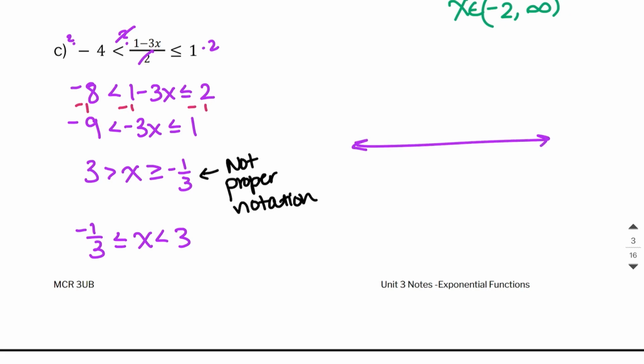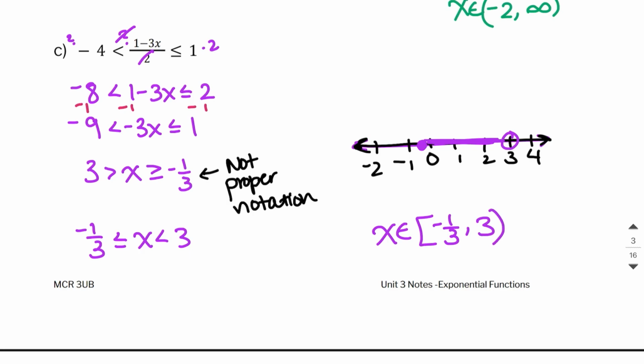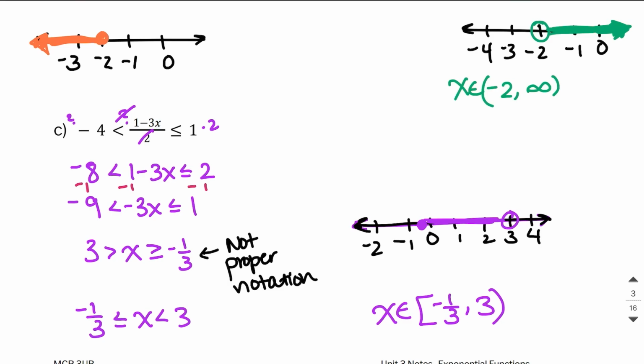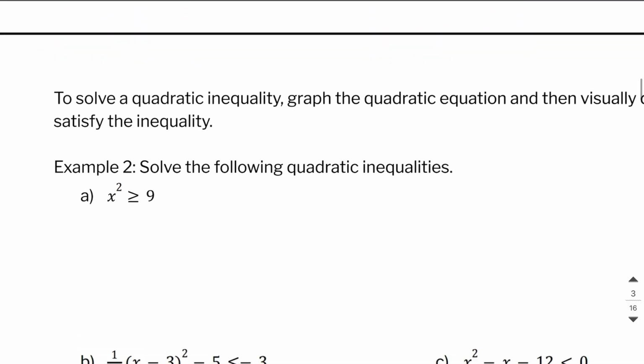So then if I want to graph this out right here, I'm going to put 0 here, 1, 2, 3, 4, -1, -2. X is greater than or equal to -1/3 all the way until 3, but not including that 3. And then if I want to write this in interval notation, it would be -1/3 to 3. Now, sometimes these double inequalities can get a little bit trickier. We'll talk about those specifics in class, okay?